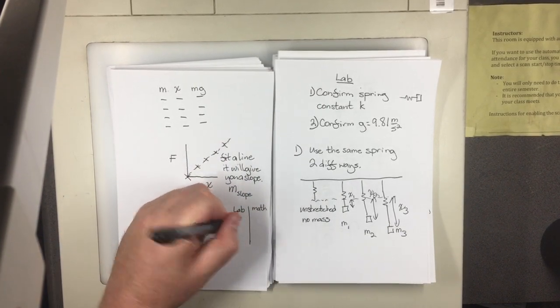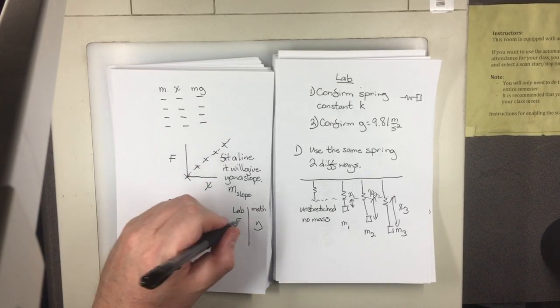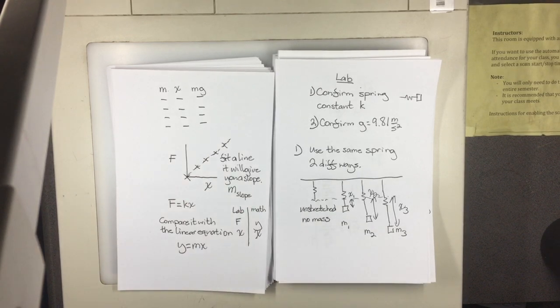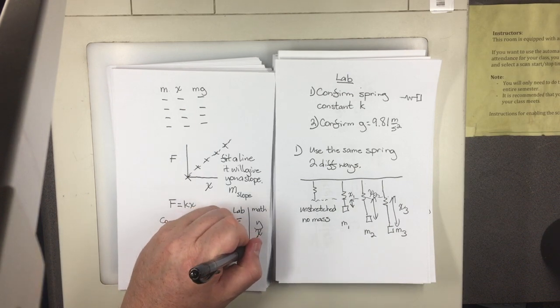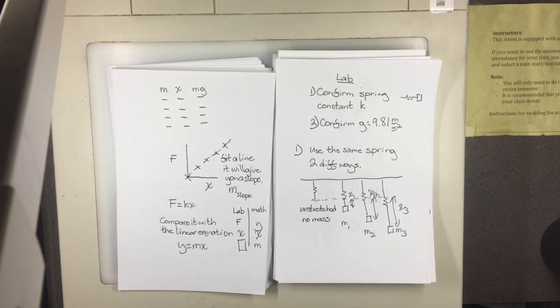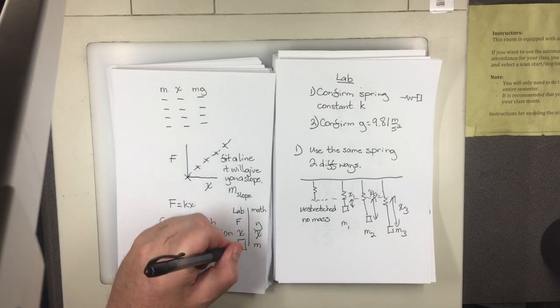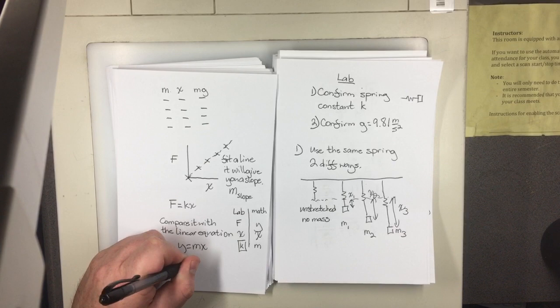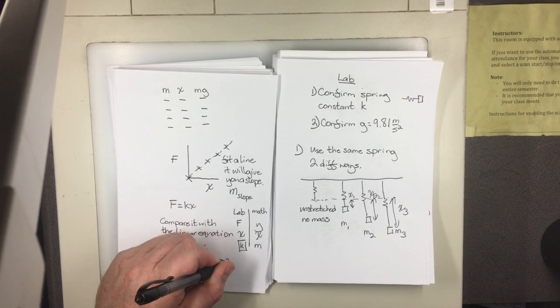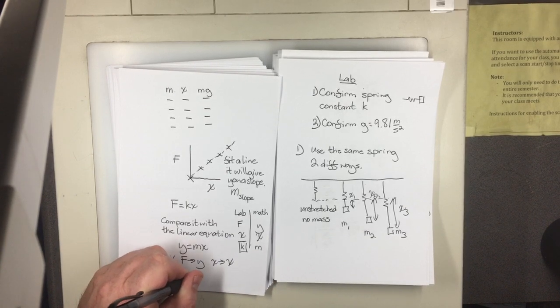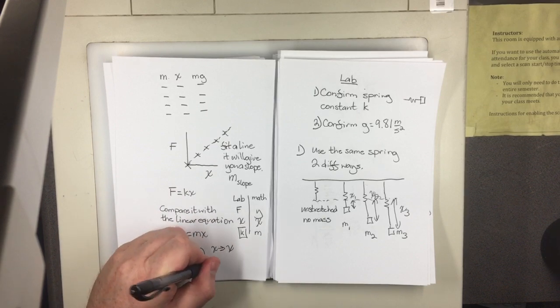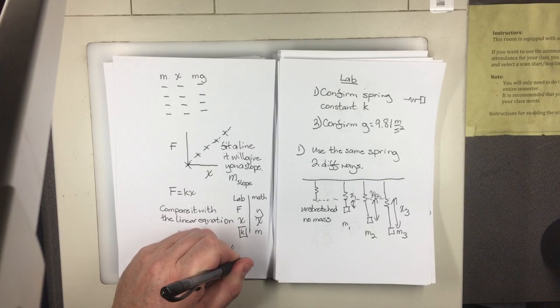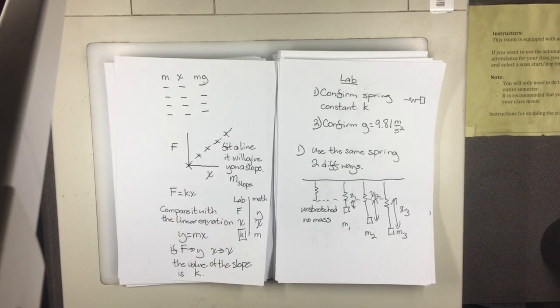So F, the force, is related to Y. The displacement X is the X in the math, which means that the value of force is related to K. So if F is associated with Y and X is associated with X, the value of the slope is the spring constant itself. So you're going to fit that and out pops K.